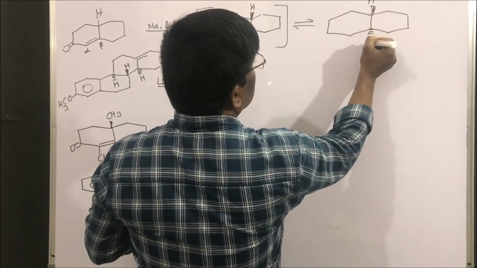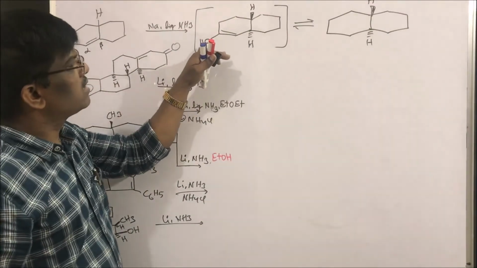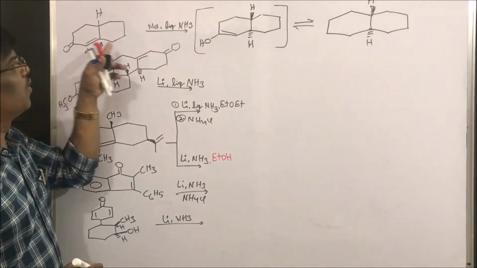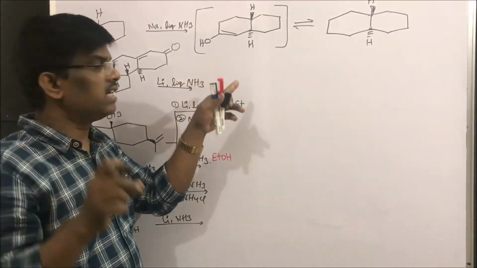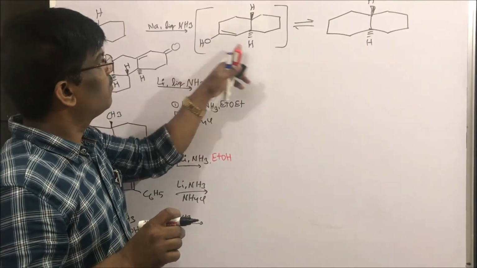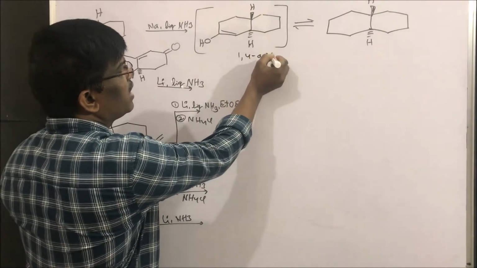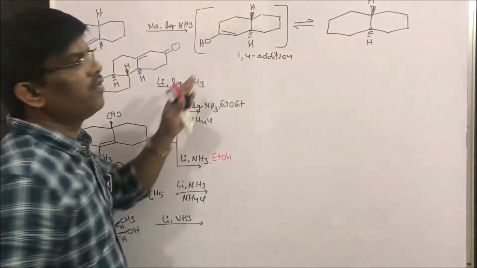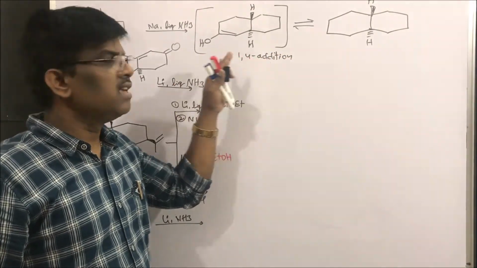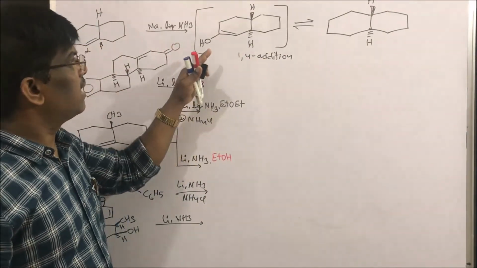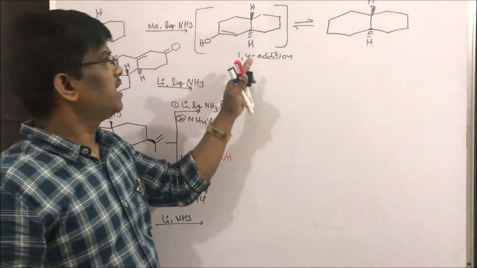Hydrogen. So what are the new hydrogens? Here 1, 2, 3, 4. Similar to conjugated dienes, here also 1,4 addition is taking place. It is very important. 1,4 addition is taking place, isn't it? Similar to conjugated dienes, alpha beta unsaturated ketones also.